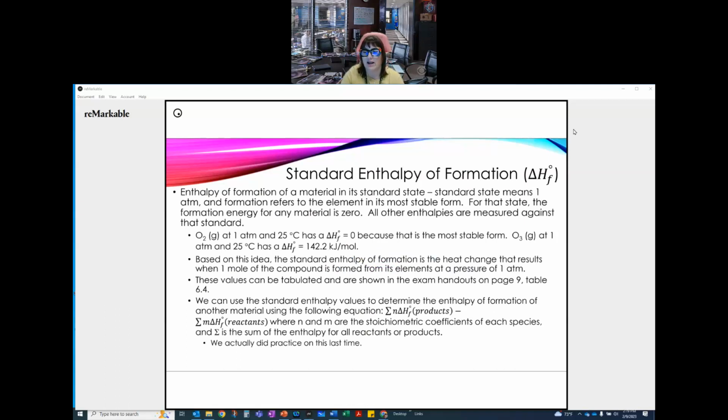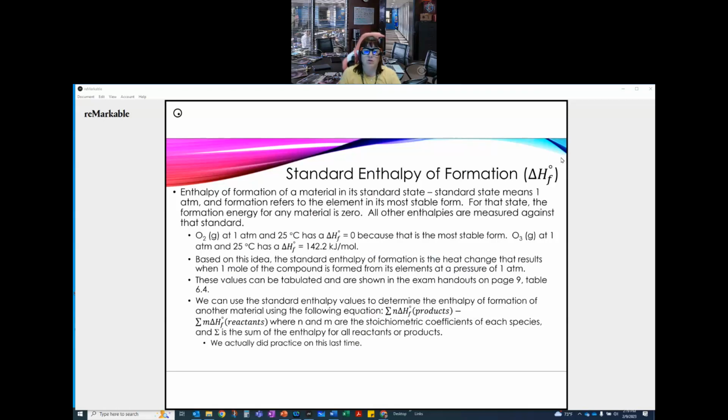delta H not F. So remember, the not means that it's standard. So standard conditions, we're either making it one atmosphere for gases or 1 molar for solutions. And it's an F because it's a formation that we're looking at. So before we were looking at it for reactions, now we're looking at the delta H not formations. So when we look at the reactions, we're actually using those delta H not Fs to calculate that.